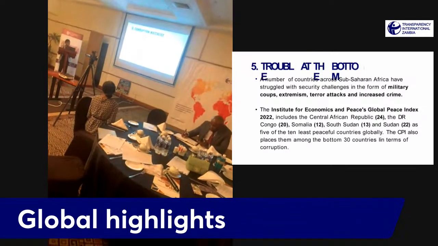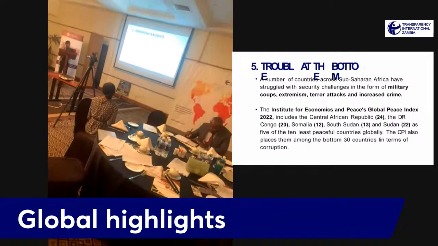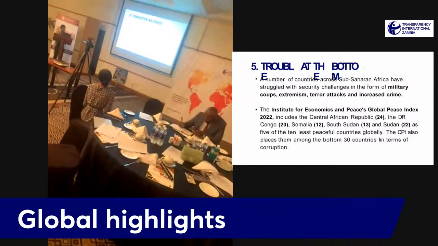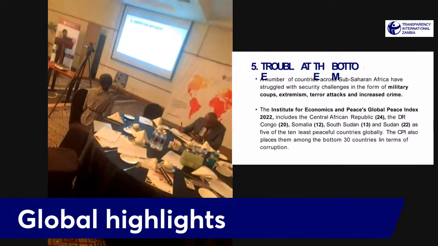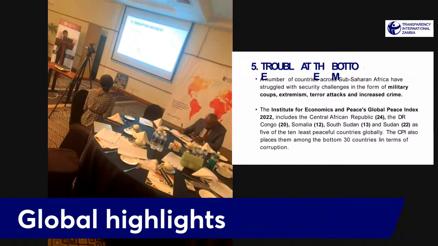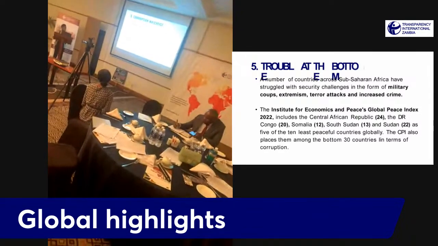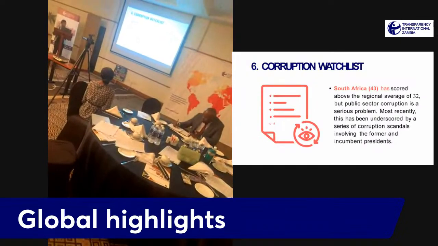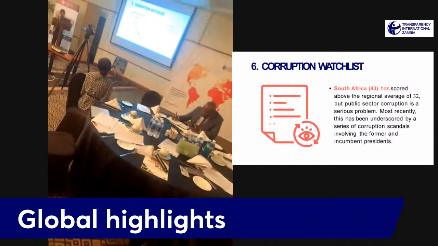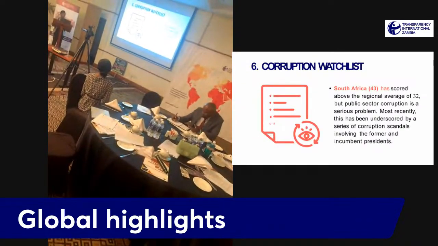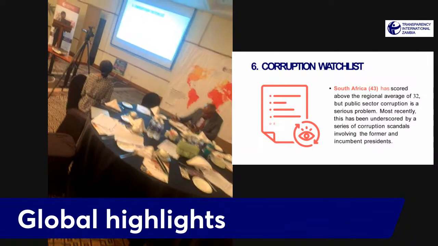Corruption watch list, interesting to note for our region, South Africa has a score of 43, which is above the average regional score of 32. But as we know, South Africa has been plagued by public sector corruption, which seems to be a serious problem, and we have seen this with a series of corruption scandals that have involved and implicated former heads of states as well as the incumbent president.